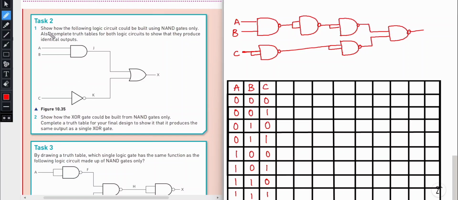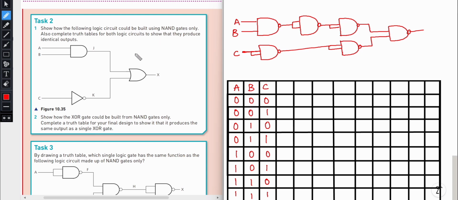So task 2 talks about showing how the following logic circuit could be built using NAND gates only. In the previous task, we had a combination of NAND gates, and we were told that it is an AND function, and we proved that using the truth table. But in this question, we have the normal gates: AND gate, NOT gate, OR gate, and we have to build them using NAND gates only.